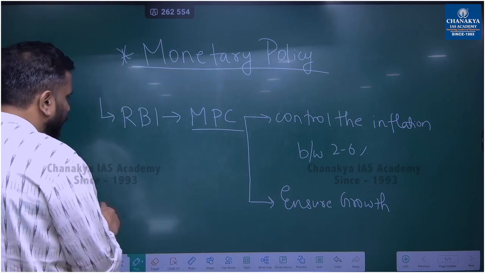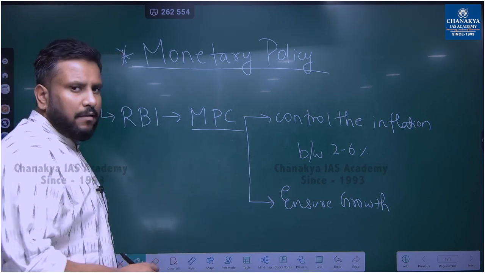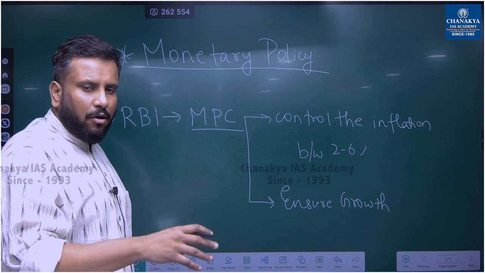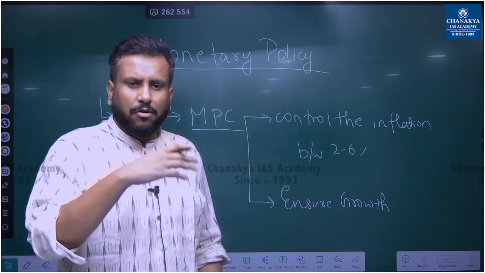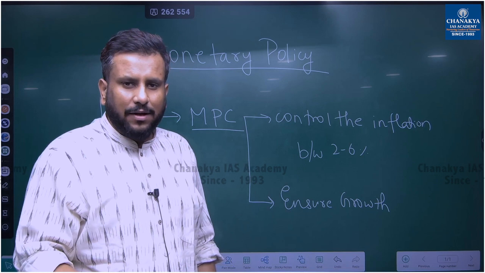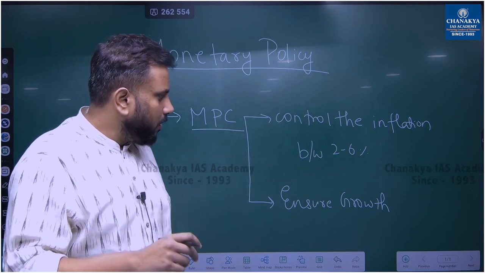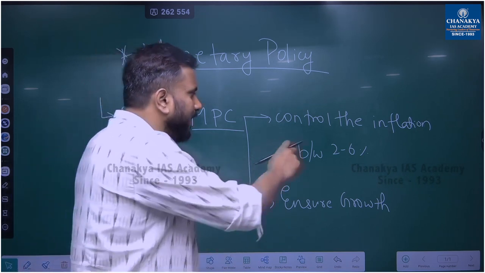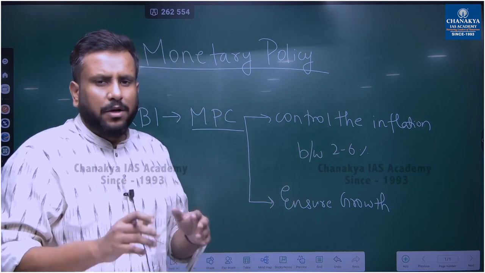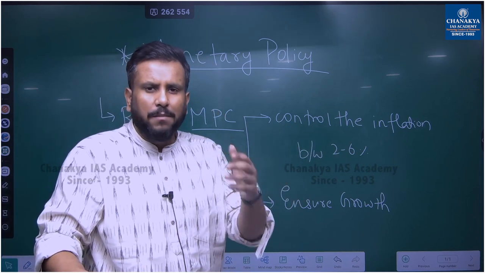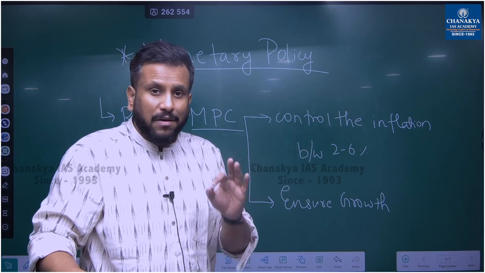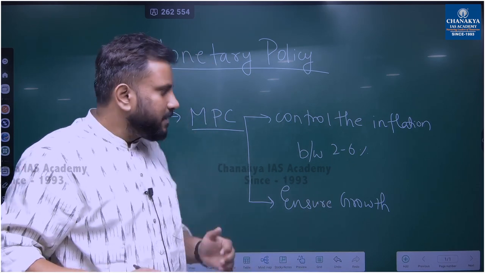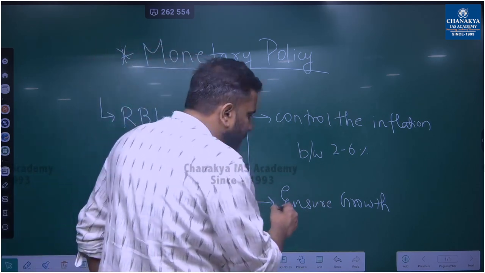Now, during the pandemic, the economy contracted, there was an economic slowdown, and all economic activities were put to a complete halt. During that time, the inflation was within this particular limit. So inflation was not a problem during the COVID period. The problem was the economic slowdown. Hence, the RBI started to prioritize growth.